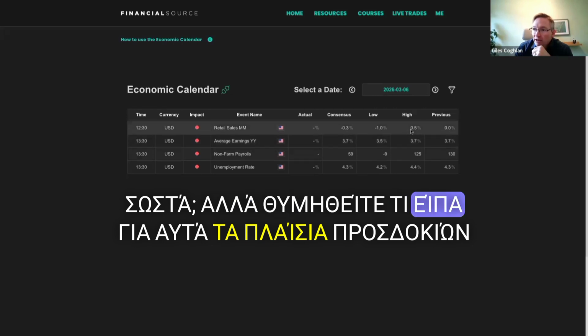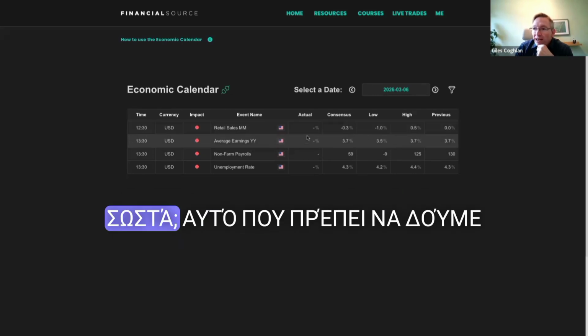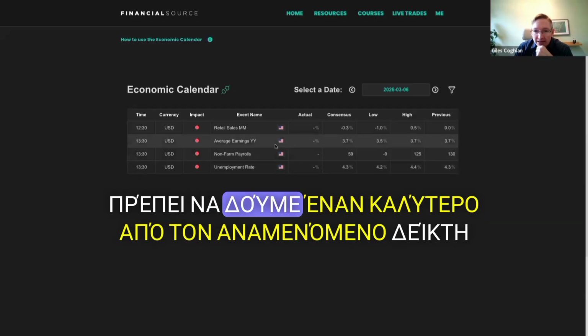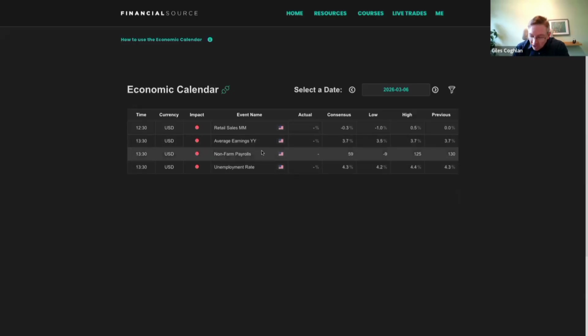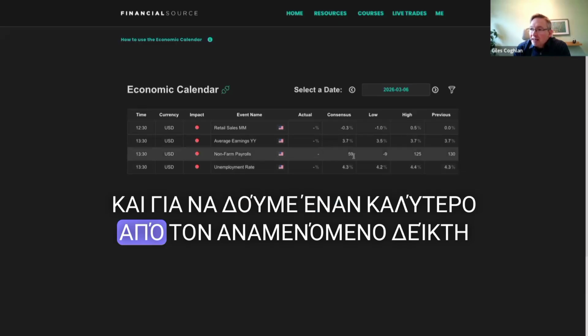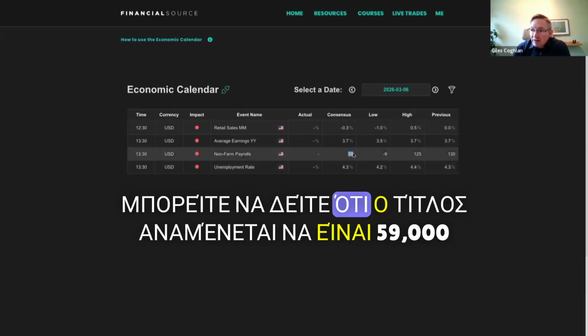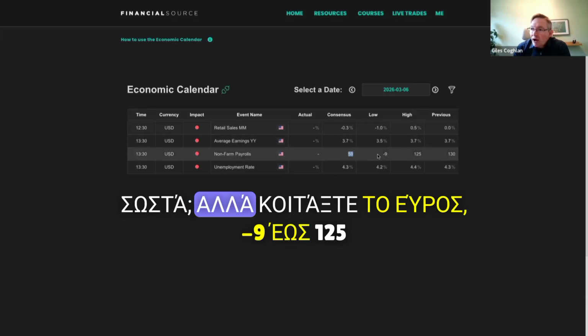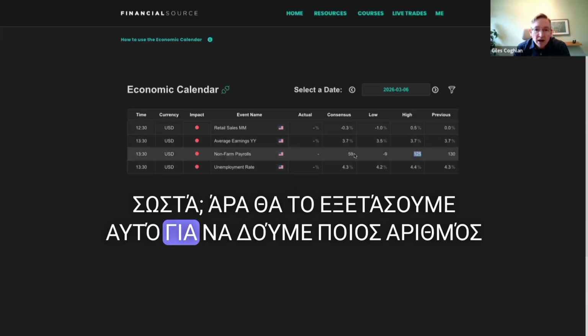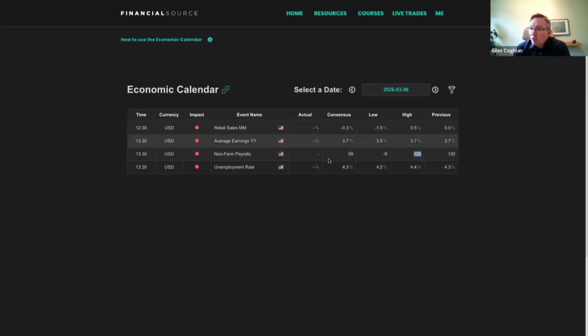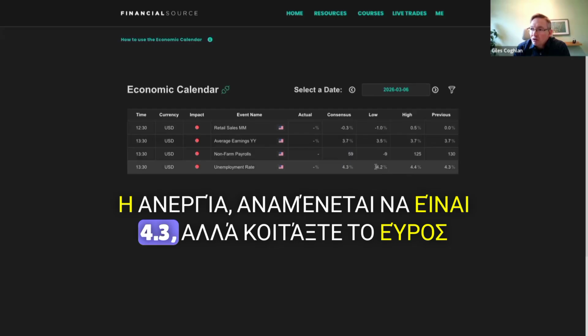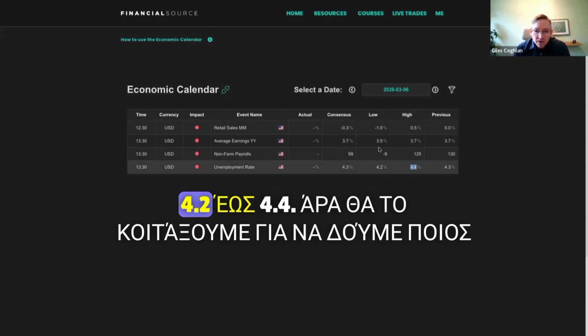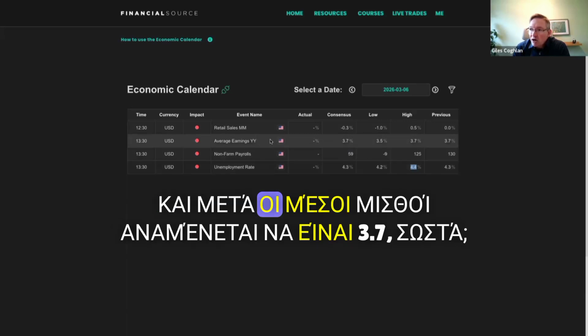But remember what I said about those range of expectations. What we need to see is a better than expected print. You can see the headline is expected to come in at 59,000, but look at the range, -9 to 125. So we're going to look at that and see what will be a genuinely good print. Unemployment is expected to be 4.3, but look at the range, 4.2 to 4.4. So we'll look at that to see what a good one is. And then average earnings is expected to come at 3.7.